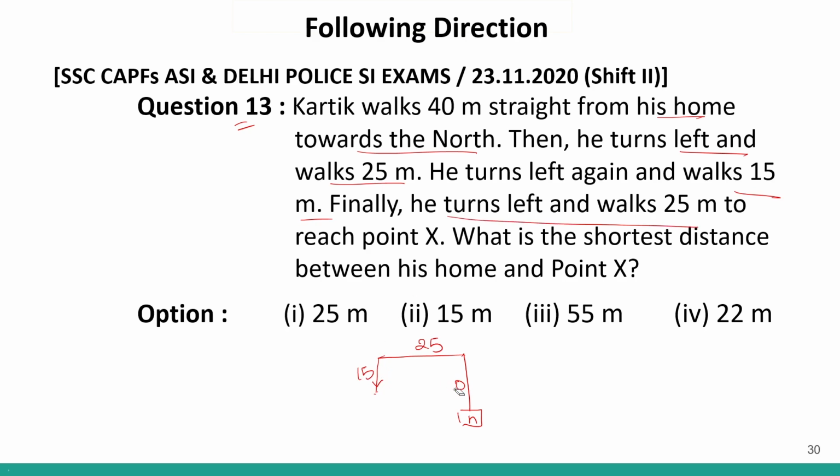Then he turns left and walks 25 meters. So left, let's say this is 40. Left and 25 will give me back to this line, right? And this is point X. This was the house. This is point X. We have to find the shortest distance between his home and the point X. So if this is 40 and this is 15, that means HX will be 40 minus 15, which is 25. So the answer will be option number 1, 25 meters.